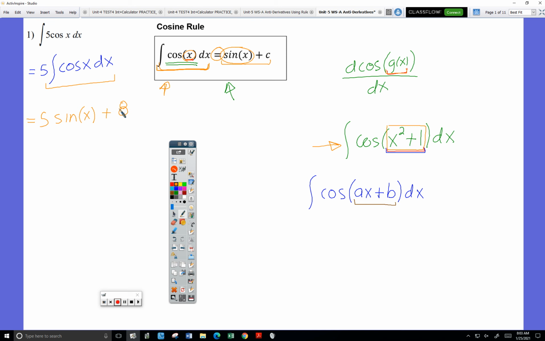if I were to take the derivative of this formula, so I take d of 5 sine of x plus 8, the derivative of the sine function, the 5 is just a multiplying constant, the derivative of the sine function is the cosine function. The plus 8 wouldn't have made any difference because when I take the derivative of the plus 8, I would have gotten 0.